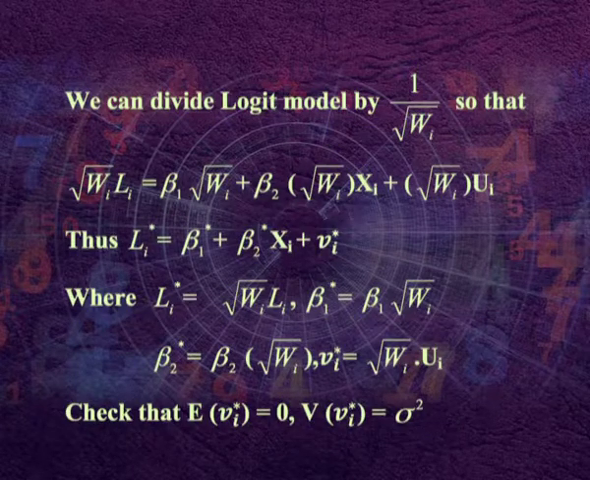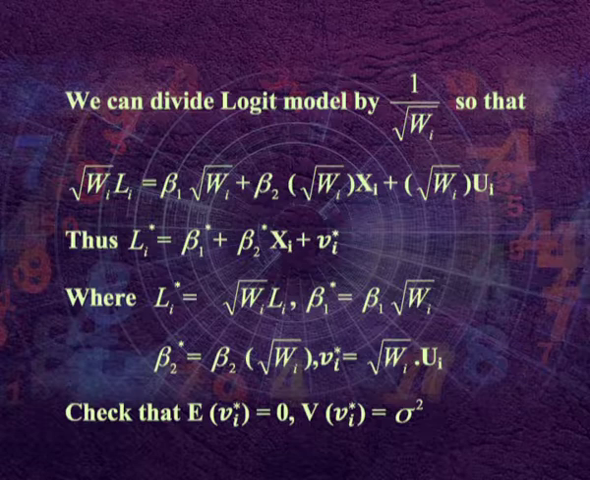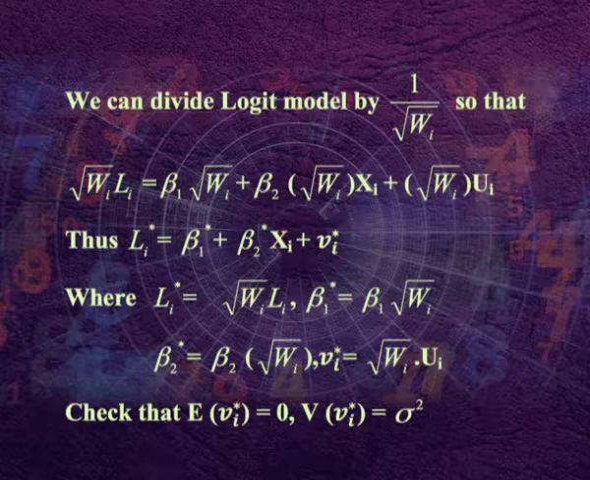We can divide the logit model by 1 upon root Wi so that root Wi Li equal to beta 1 root Wi plus beta 2 multiplied by root Wi multiplied by xi plus root Wi multiplied by ui. Thus, Li star equal to beta 1 star plus beta 2 star xi plus vi star, where Li star equal to root Wi Li, beta 1 star equal to beta 1 multiplied by root Wi, beta 2 star equal to beta 2 multiplied by root Wi, and vi star equal to root Wi multiplied by ui.